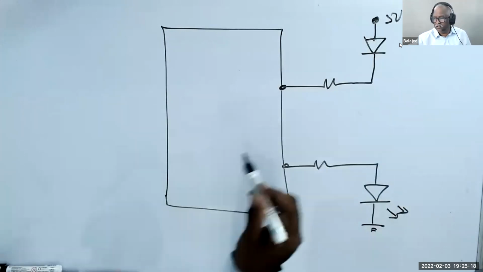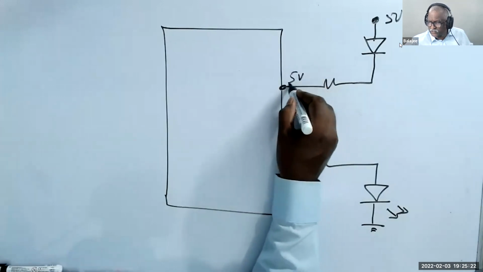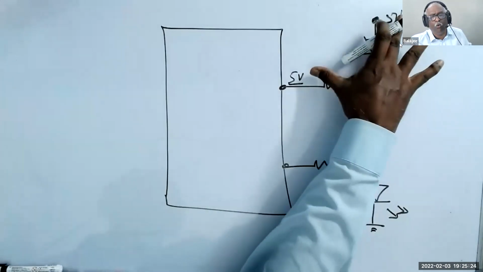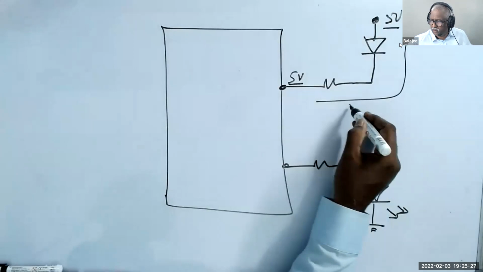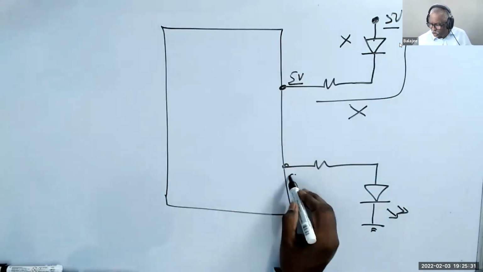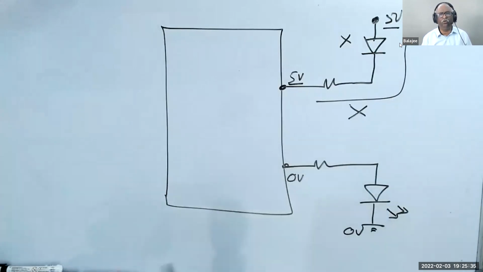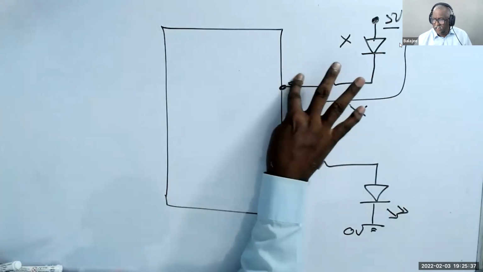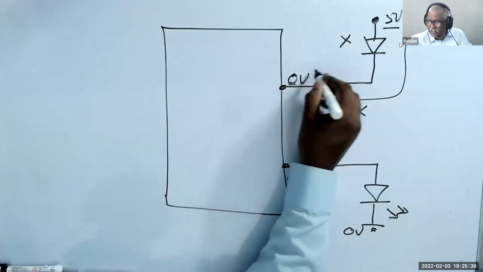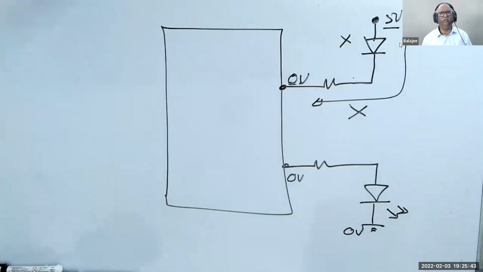What will happen here? If I give 5 volt here and this is 5 volt, the difference is 0 volt, no current, so the LED will not glow. Here, if I give 0 volt and this is 0 volt, the difference is 0 volt, the LED will not glow. But here, if I give 0 volt, this is 5, this is 0, so the LED will glow. Am I right?